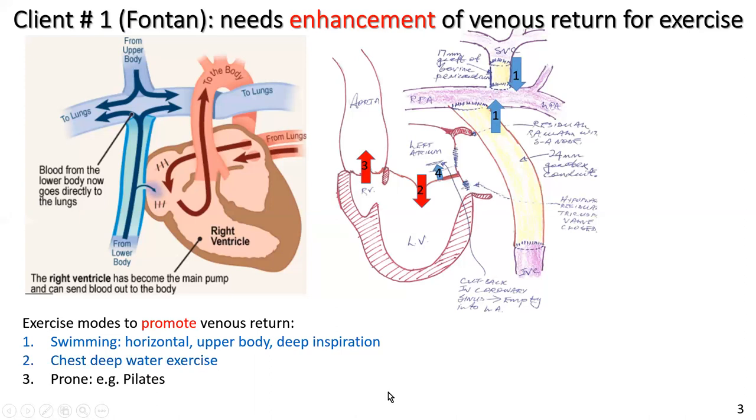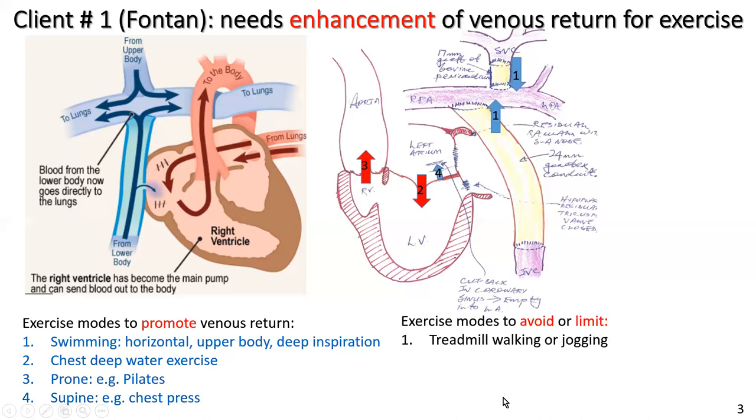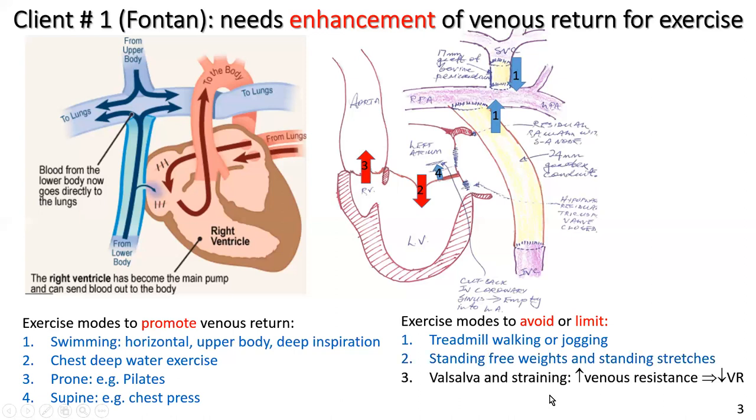Any prone exercise such as Pilates, or supine exercise such as supine chest press, these are all helping to promote venous return. Now, I also want to offer some modes of exercise that I wouldn't recommend, or at least would limit: treadmill walking or jogging, standing free weights and standing stretches, Valsalva and straining, because this will increase venous resistance, especially in the thorax, and that can then decrease venous return, which is what we don't want.